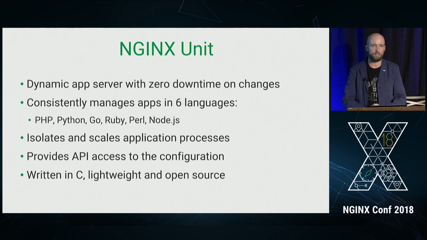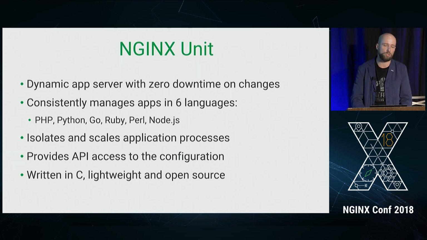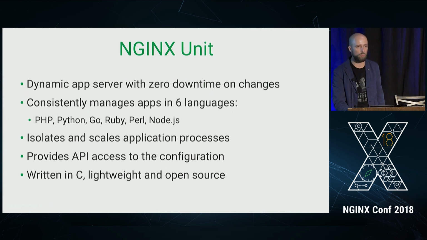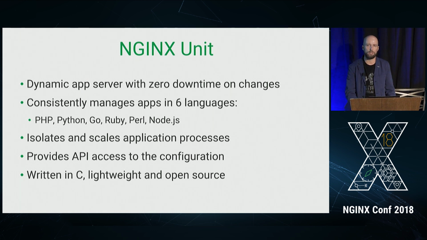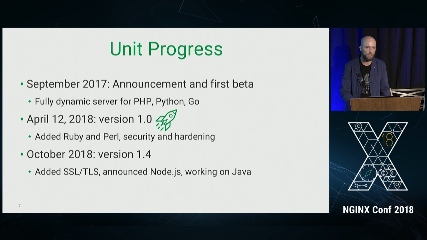So NGINX Unit is the dynamic application server that doesn't have a concept of reloading things. It just changes configuration in memory and performs that instantly in response to the API calls. As a result, you see the consistent management of different applications, different kinds of application stacks, or even versions of the same language. And of course, Unit is written in C. It's absolutely open source, and it shares the same development culture as the core NGINX project.